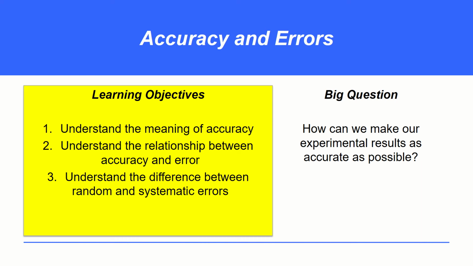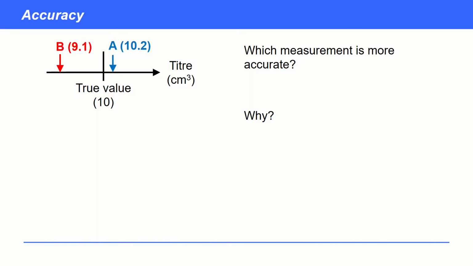But this video is looking really at the theoretical basis for accuracy and errors in experiments. Those are the learning objectives. Let's begin. So first off, the concept of accuracy. I wonder if you want to pause the video and think about this question. Which of these measurements, A and B, is more accurate?